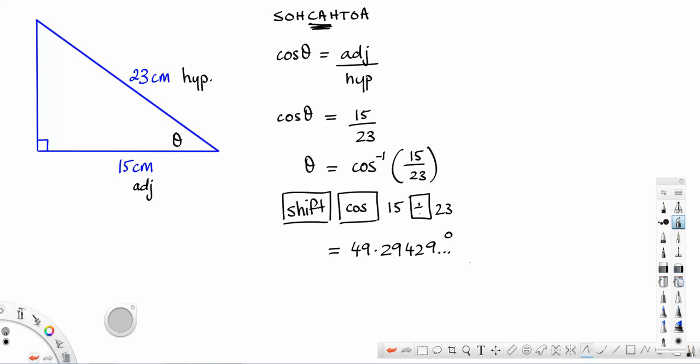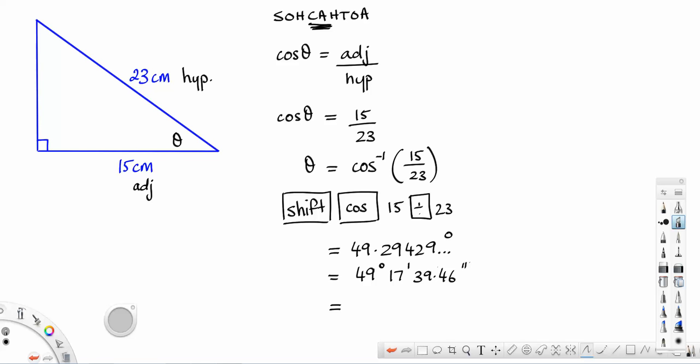So if I press that special little degrees, minutes, and seconds button, I get 49 degrees, 17 minutes, and 39.46 seconds. Now, often in these sorts of questions, you're asked to find an angle correct to the nearest minute, or correct to the nearest second, or correct to the nearest degree. And so I'm going to round this off, because I haven't specified, I'm just going to round it off to the nearest minute.